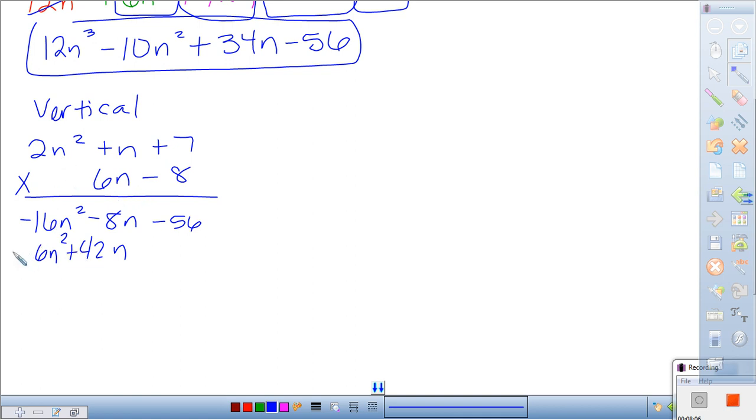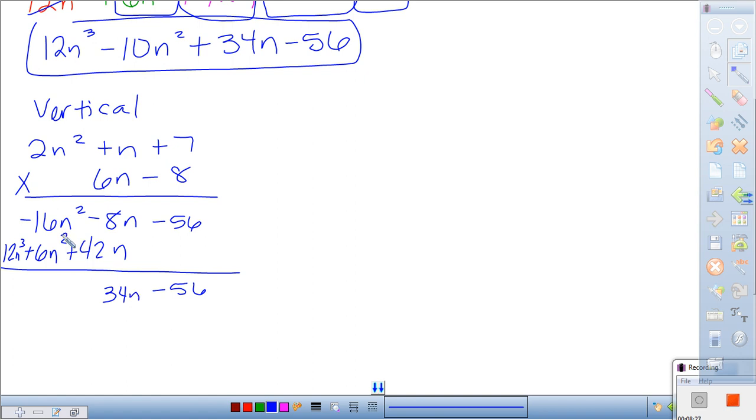6n times 2n squared is 12n cubed. Just barely got it in there. Okay. Now we need to add these up. Bring down your negative 56. Negative 8n and positive 42n leaves us with a positive 34n.